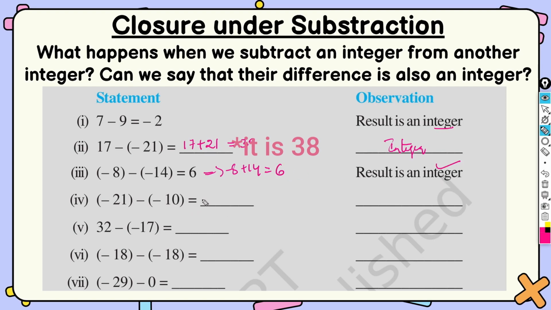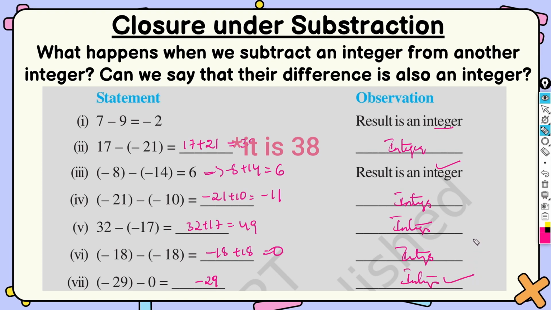Minus 21 minus minus 10. This is minus 21 plus 10, which is equal to minus 11. This is also an integer. 32 minus minus 17 is 32 plus 17, which is equal to 49. This is also an integer. Similarly, minus 18 minus minus 18 is plus 18, which is equal to 0. This is an integer. Minus 29 minus 0 is equal to minus 29, which is also an integer. Thus, closure property under subtraction is also followed by integers.